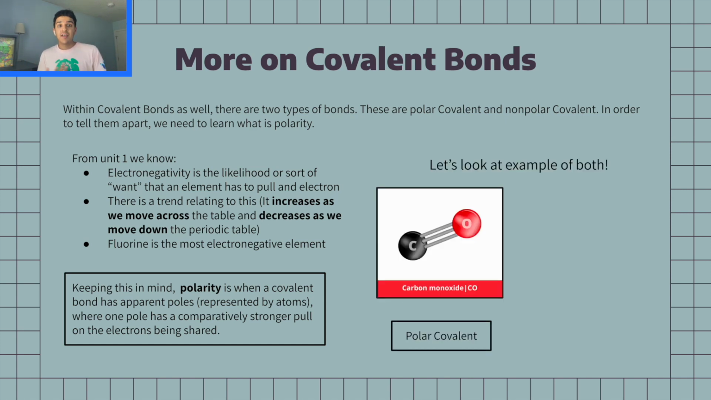Now, I got another example of a polar covalent bond. We got carbon monoxide, where you have 1 carbon atom bonded to 1 oxygen atom. Now, in this case, oxygen is more electronegative than carbon. So, just like the last example, oxygen's pull on the electrons that are being shared is going to be stronger. So, since oxygen is pulling on them harder, there's going to be an imbalance causing oxygen to form a pole that is more attracted to the electrons than carbon.